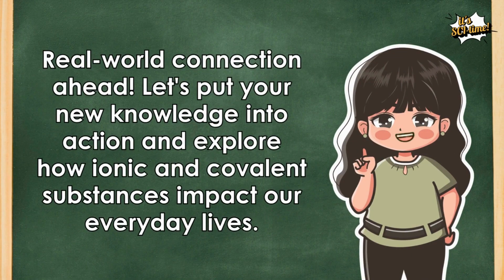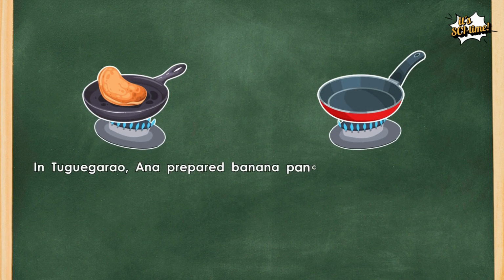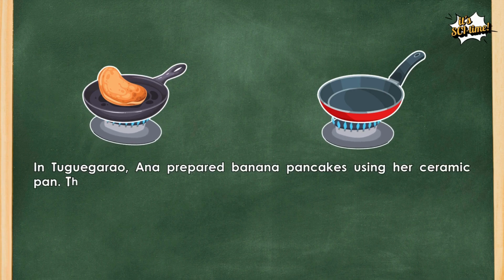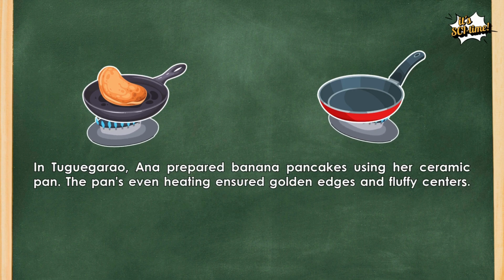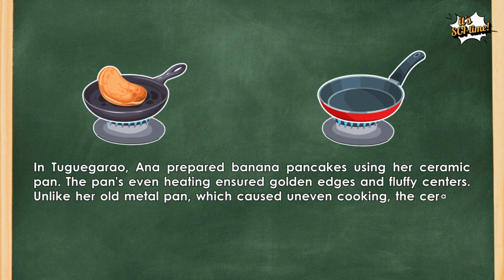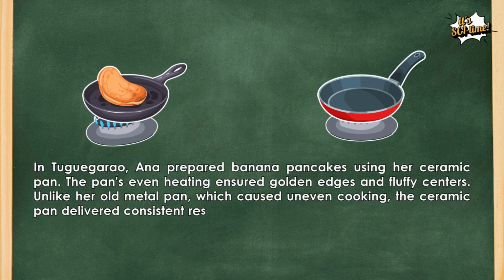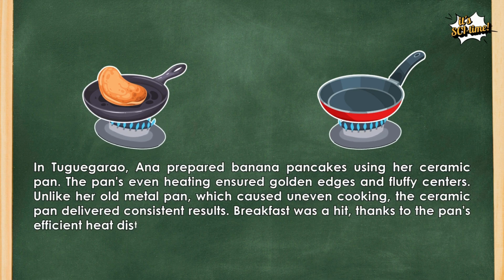Real-world connection ahead. Let's put your new knowledge into action and explore how ionic and covalent substances impact our everyday lives. In Tuguegarao, Anna prepared banana pancakes using her ceramic pan. The pan's even heating ensured golden edges and fluffy centers. Unlike her old metal pan, which caused uneven cooking, the ceramic pan delivered consistent results. Breakfast was a hit, thanks to her pan's efficient heat distribution.